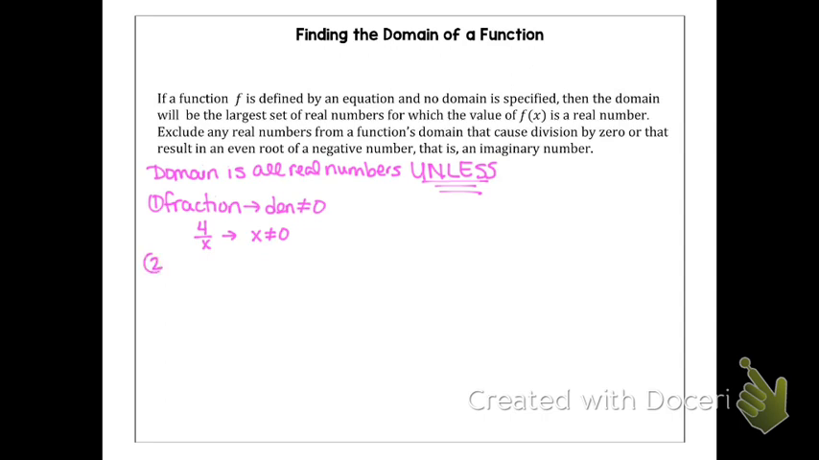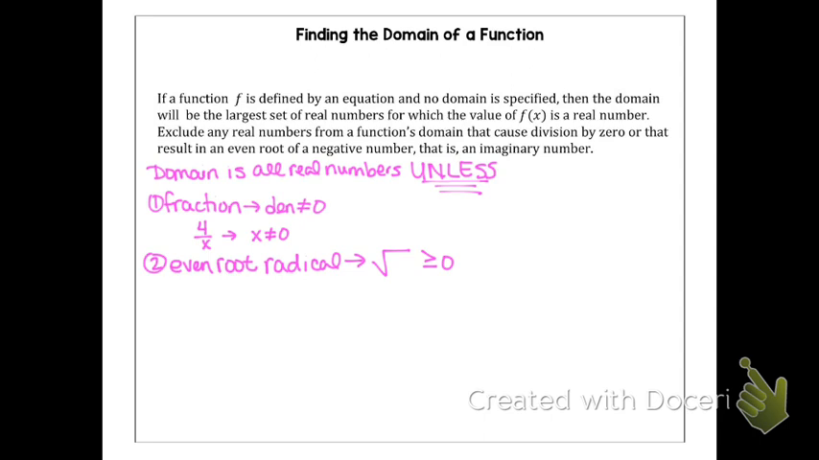The other thing to watch out for is an even root radical. So remember your even numbers, 2, 4, 6, 8, etc. If we have some type of even root radical, whether it's a square root, fourth root, or hundredth root, we're going to set what's underneath the root greater than or equal to 0. Because when we take the even root of a negative number, we get an imaginary number. So it just has to be greater than or equal to 0.